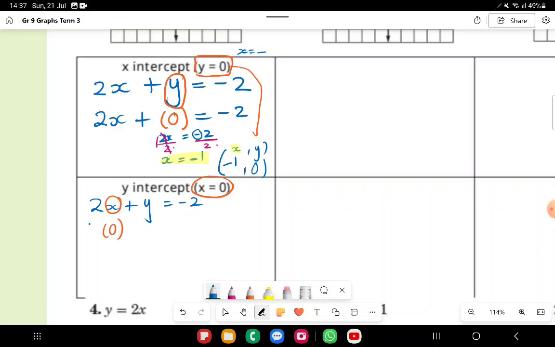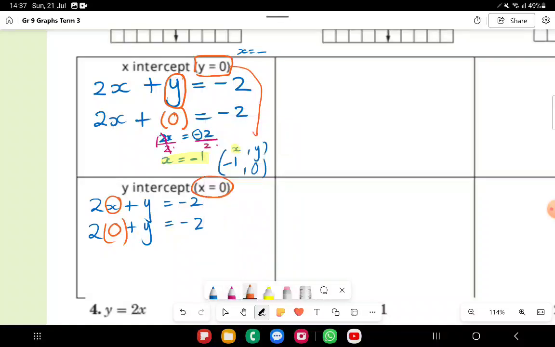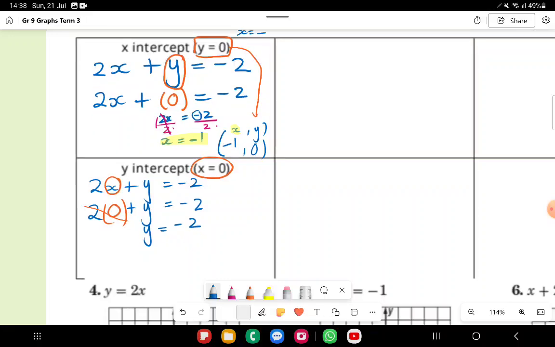Now it's very important that you put that 0 in brackets, because if there are no brackets, let's take the brackets away, 2 and x, that says 20. But it's not 20, it's actually 2 times 0. So put everything you substitute in brackets. Anything times 0 is 0, so that disappears. So I have y equals -2. That's what I want: 1y equals a number.